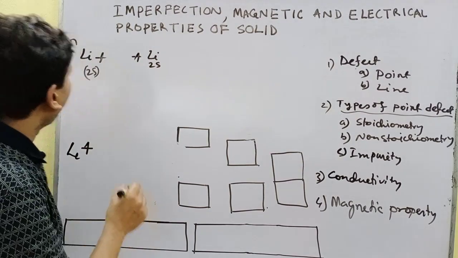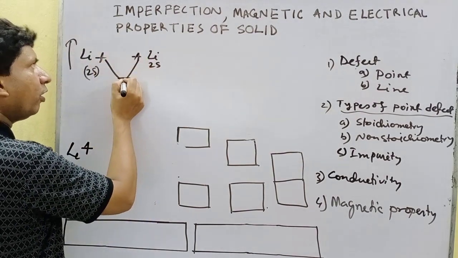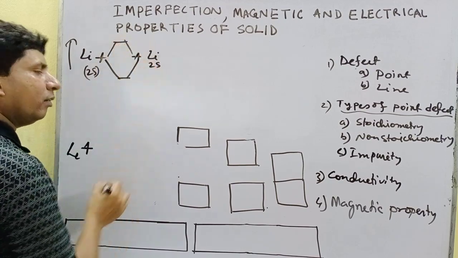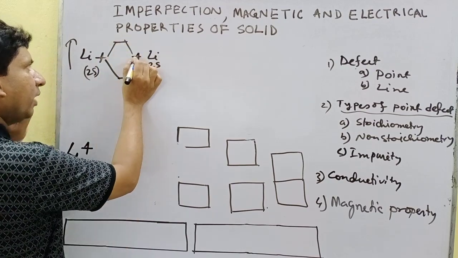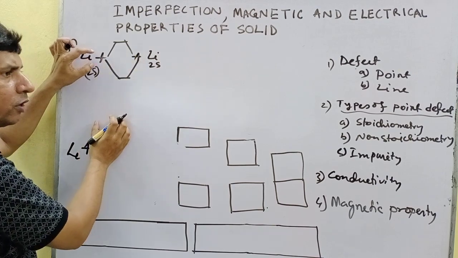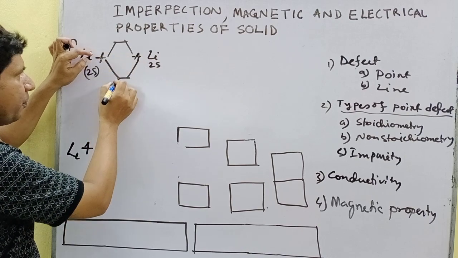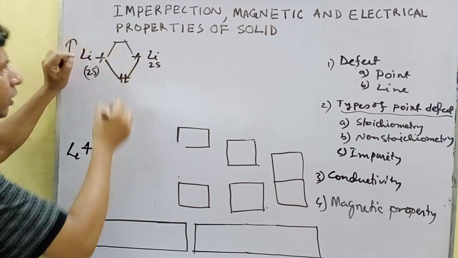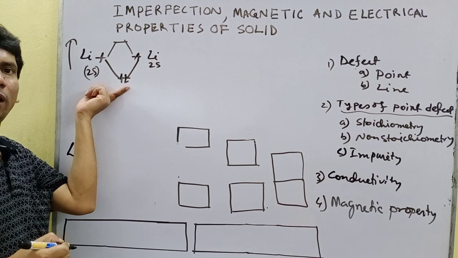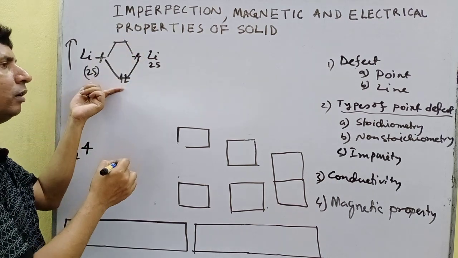Now, after bonding, that means this is the bonding orbital and this is the anti-bonding orbital. So there is one electron, and there is another electron. Then in the bonding condition, these two electrons will be paired up and will occupy the lower position of the bonding orbital. This is the bonding orbital, this is the anti-bonding orbital.